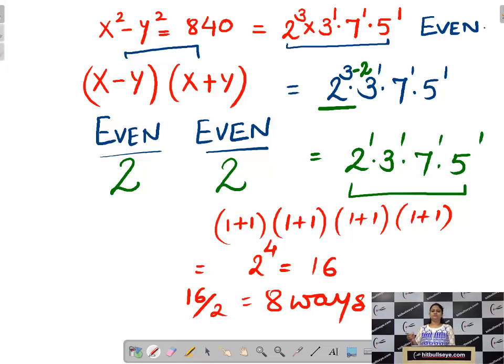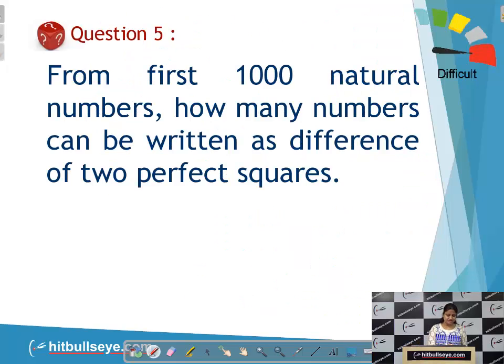See, what was the thing here? We were not interested in finding the solutions, rather we want to find the number of solutions. That's why we are not finding solutions, rather seeing how many pairs are possible. So what is the answer in this case? It will be 8. Now one more question on a similar concept.